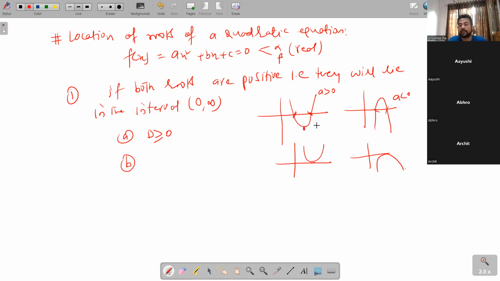So see, this is called the vertex. The formula of the vertex is minus b by 2a, right? So you can also say this will also be positive. But the required condition would be, because both roots are positive, the sum of roots has to be positive. The sum of roots is minus b by a, so minus b by a has to be positive. And the third condition would be that the product of the roots has to be positive, because both roots are positive, so if you multiply, you'll get a positive value. Note it down.